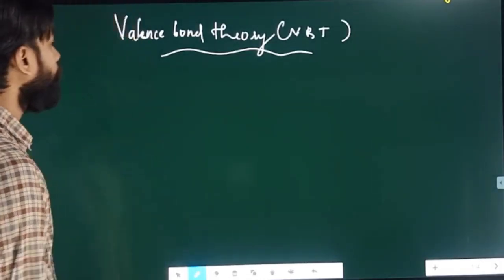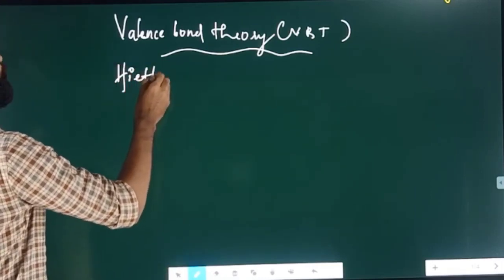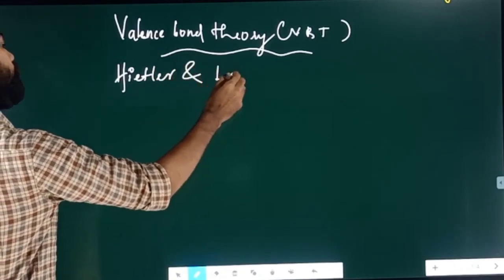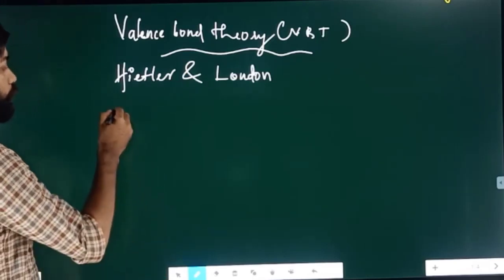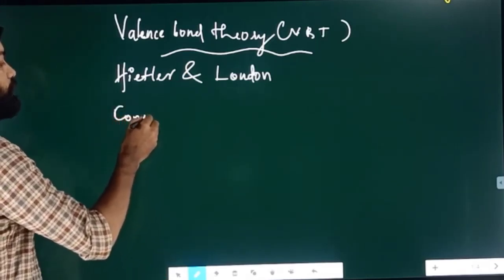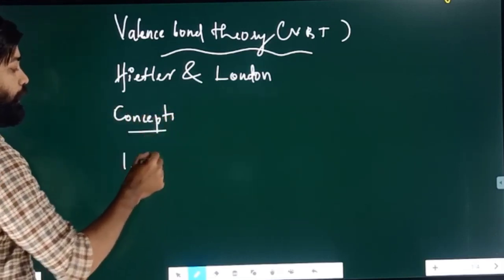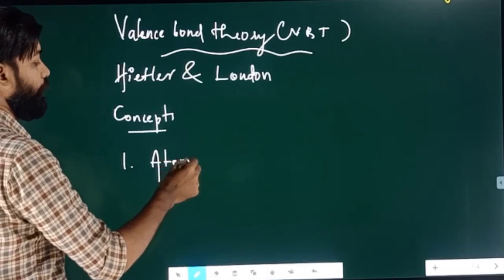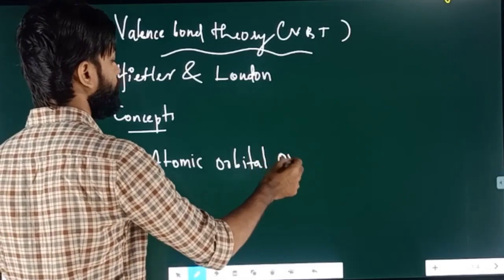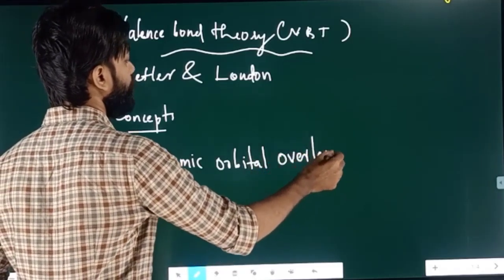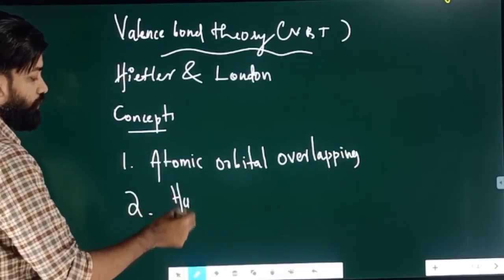Actually the valence bond theory was proposed by Heitler and London. There are two main concepts here for valence bond theory. The first concept is atomic orbital overlapping, and the second concept is hybridization.